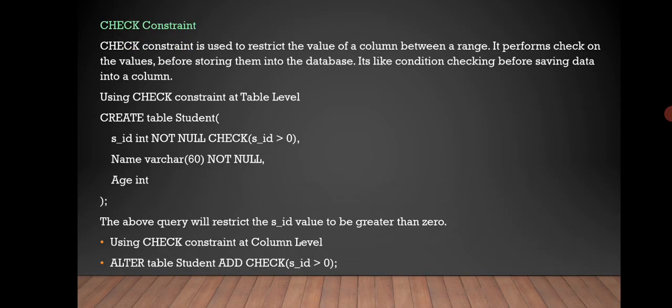Now let us see about the check constraint. The check constraint is used to restrict the value of a column to a range, and it checks the values before storing them into the database. So it's like condition checking before saving the data into a column.